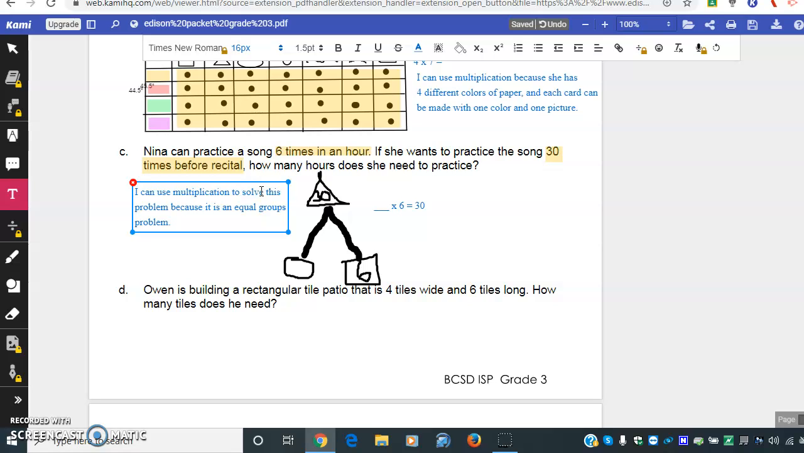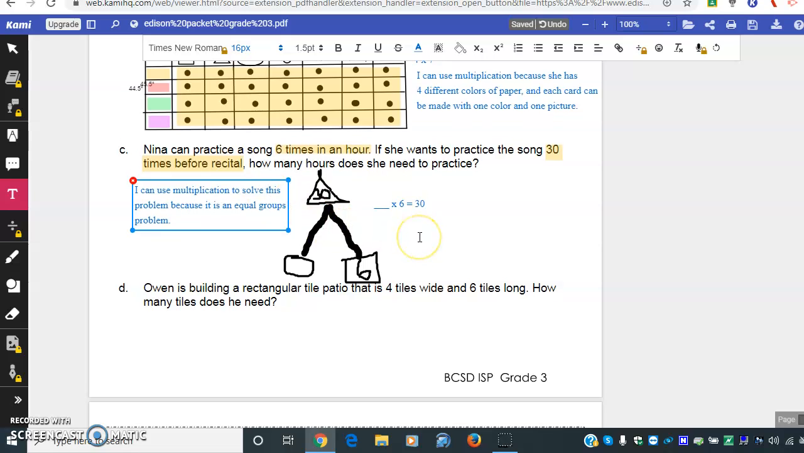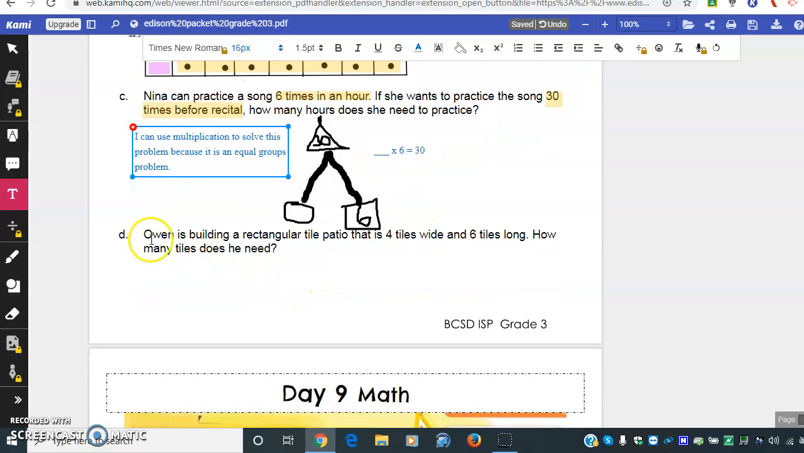Now I have about 2 minutes left. Let's see if we can solve the last question. Again, don't forget an answer for letter C. Owen is building a rectangular tile patio that is 4 tiles wide and 6 tiles long. How many tiles does he need?